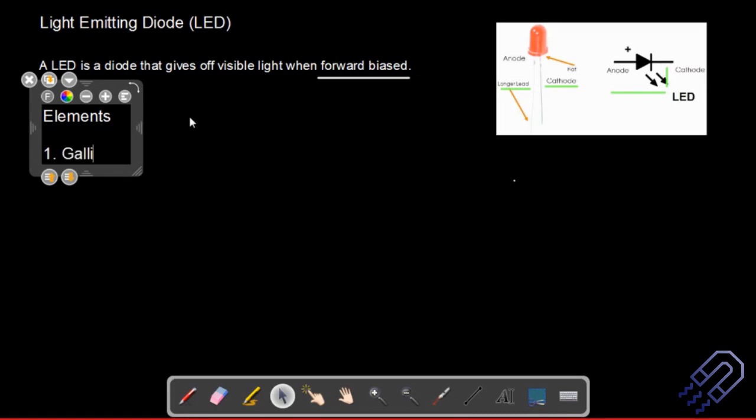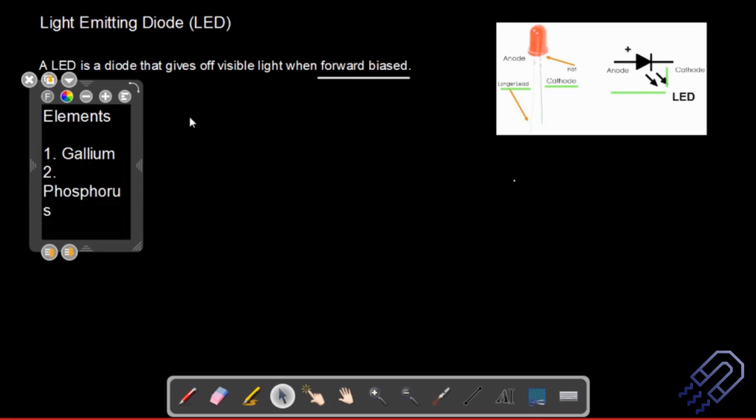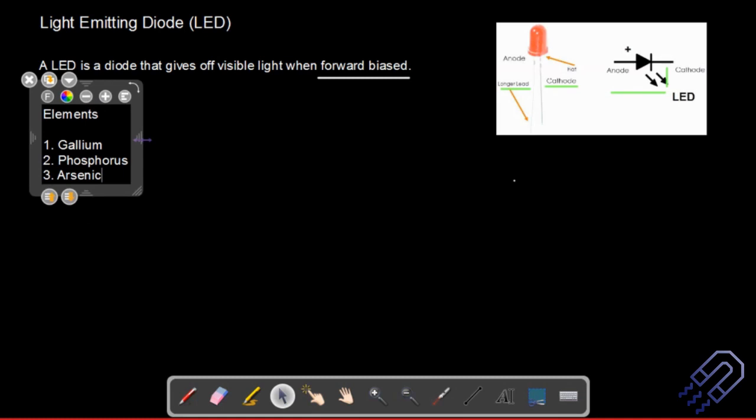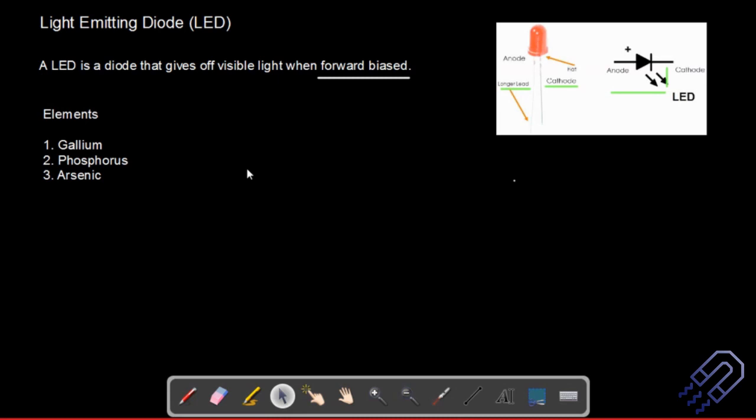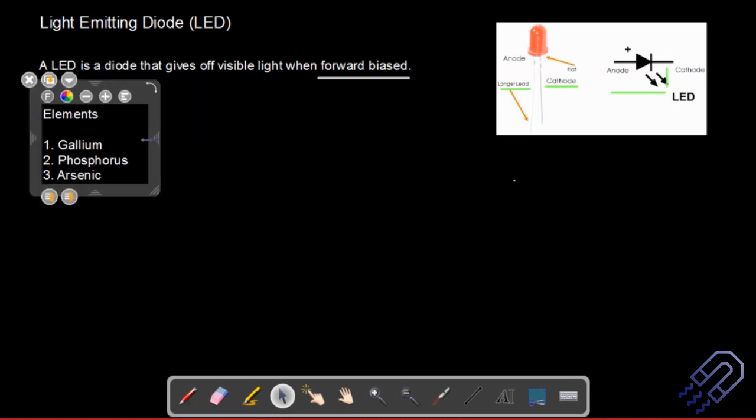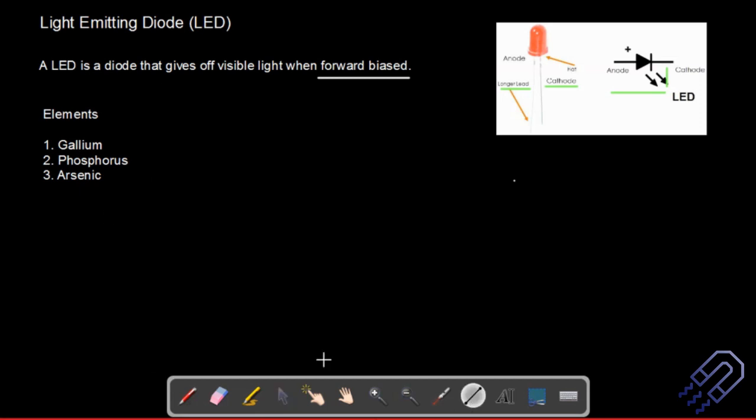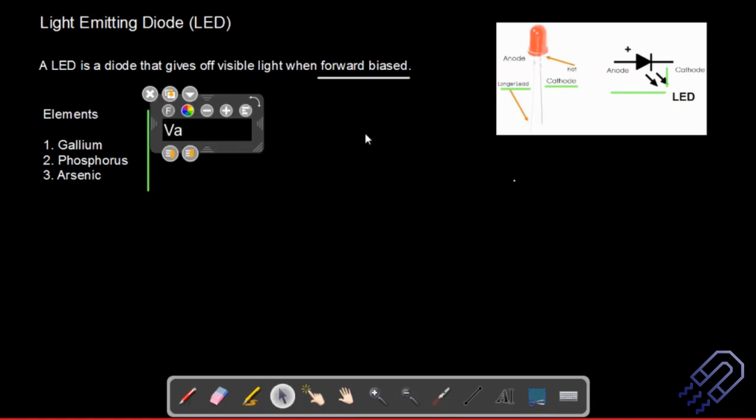Most of the elements that are used for LEDs are gallium, and I can take phosphorus. These are some additional ideas that you should have, and also arsenic. So these three elements comprise most of the LEDs that we see around, and their combinations. Depending on what is combined and how it is combined, varying the quantity, we can know what the color of the LED is. So varying the quantities of these elements, I think this is important.